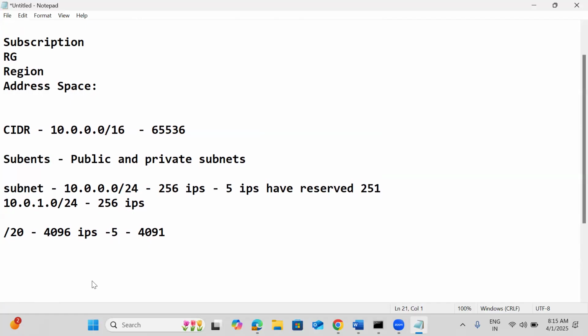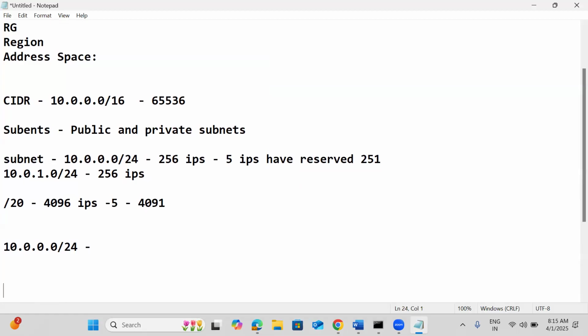Okay, so if my subnet is 10.0.0.0, assume this is the range. Then which IPs are used by Azure? The first IP address in this series is 10.0.0.0. That is the network address, right? Yes, that is reserved. So this IP is used as the network address.